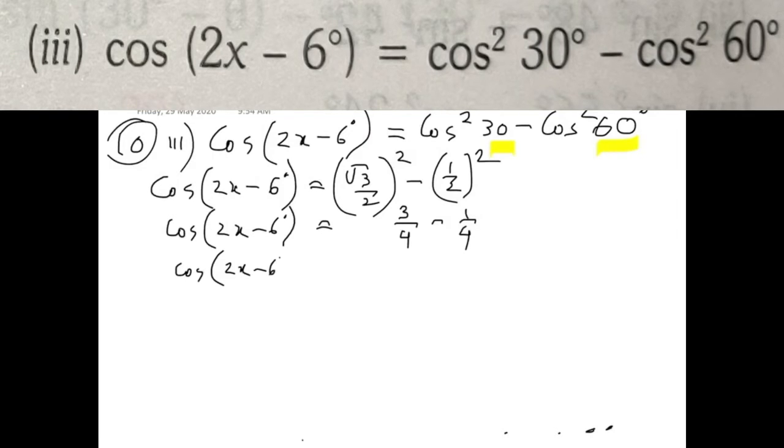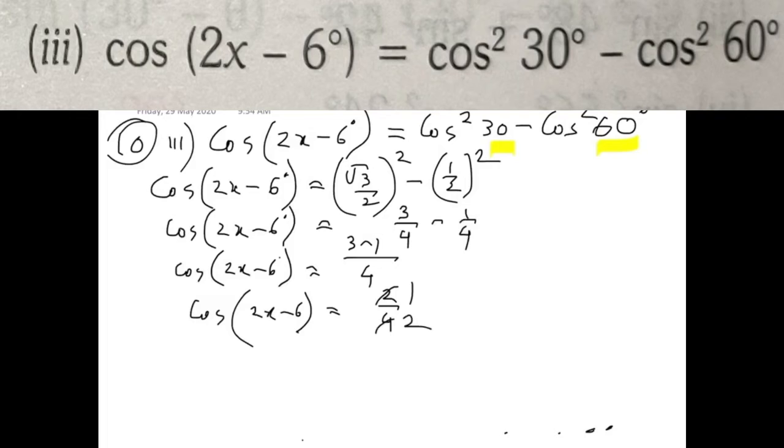Then we have cos(2x minus 6) is equal to 3 by 4 minus 1 by 4, taking the LCM as 4. So this becomes 3 minus 1, so that is 2 by 4. So cos(2x minus 6) is equal to 2 by 4, which when you cancel becomes 1 by 2. Now cos something is half. You have to see from the standard table which cos value may be half. So I'll write cos(2x minus 6) is equal to half, and you know that cos 60 degree is half.